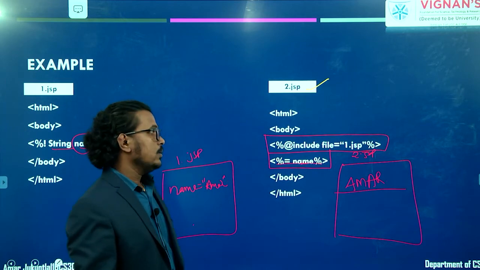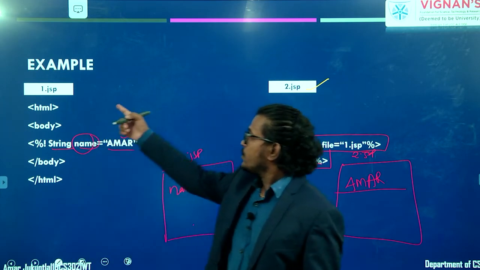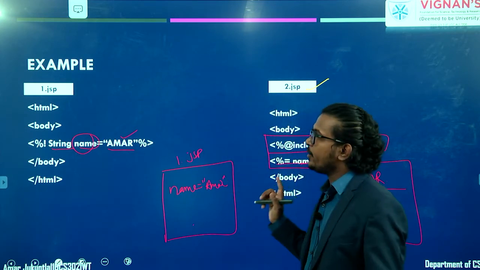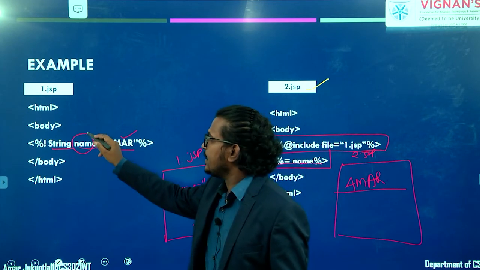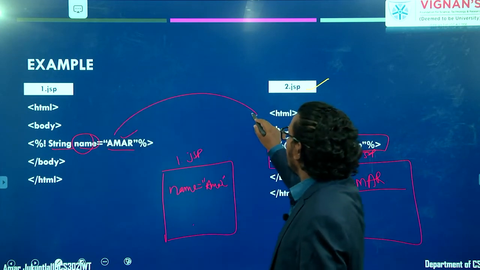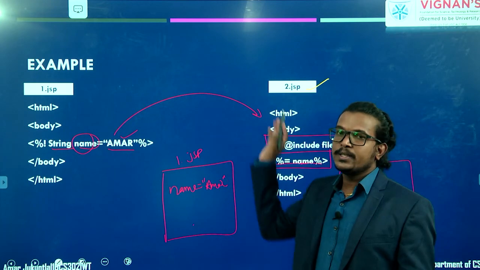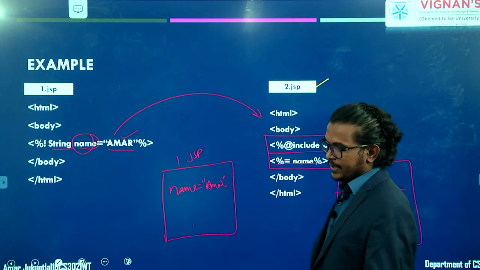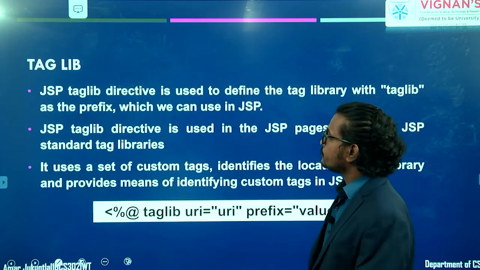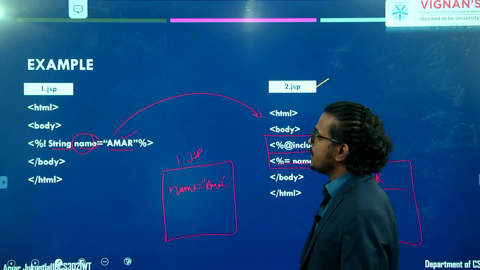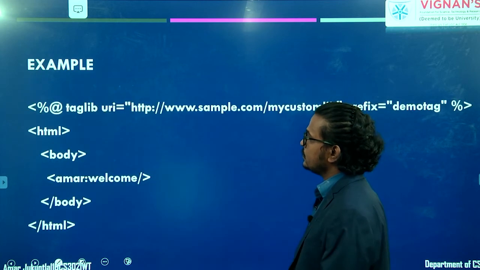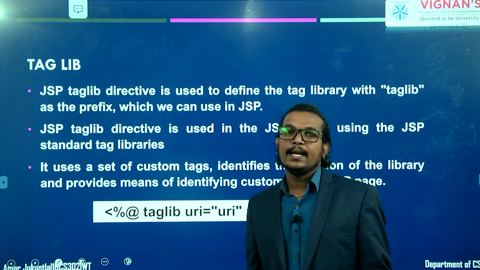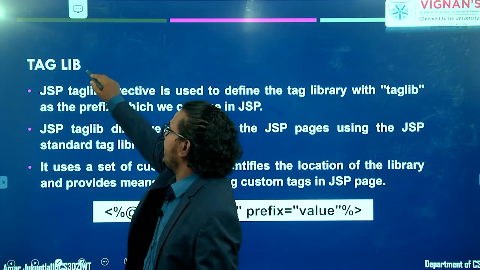Clear? So here, with the help of the include directive, what we are doing is accessing one page's information in another page. Next we'll see the tag library directive, or taglib directive.